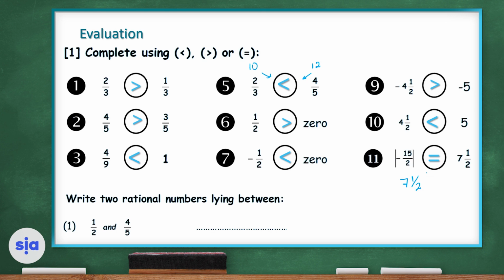Write two rational numbers lying between 1 over 2 and 4 over 10. If you first make a common denominator, we multiply here up and down by 5, and we multiply here up and down by 2. So it will be 5 over 10, and this will be 8 over 10. So how can we get the two rational numbers in between? They are 6 over 10 and 7 over 10.